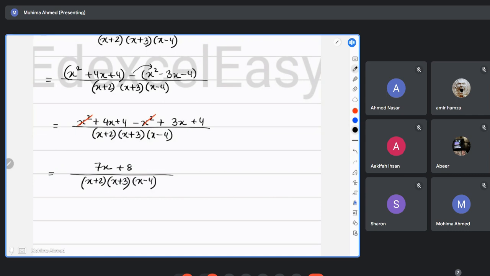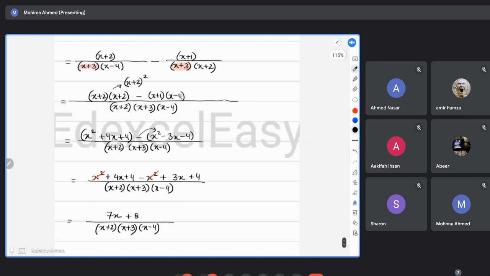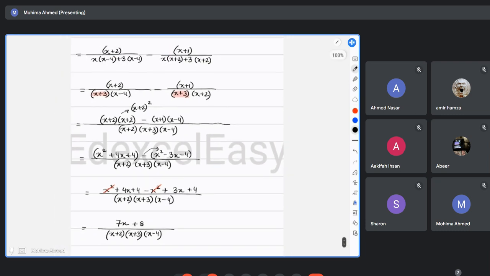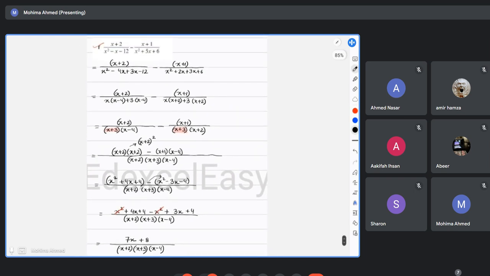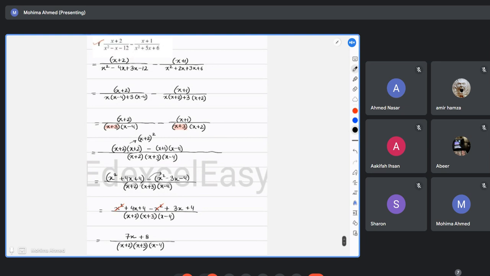I cannot take anything common from the numerator because we have 7 and 8. 7 is a prime number, so nothing goes in that with that, right? So this is your final answer. And this is how you can simplify and write your final answer. You guys can see this entire question and let me know if you have any problem.